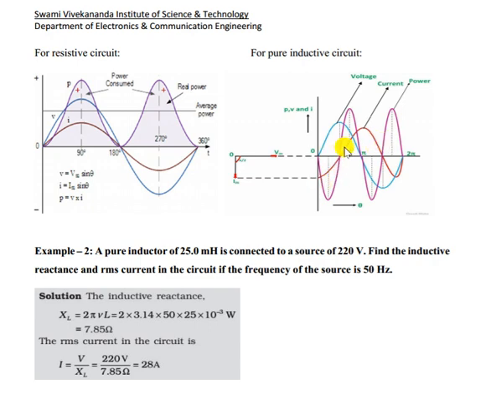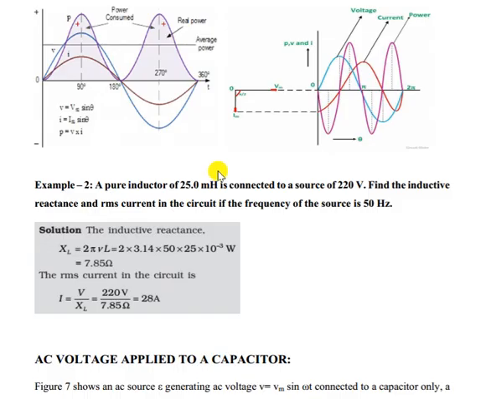Now if we sum up this positive and negative, it will cancel out, so ultimately it will be 0. But in the resistive case, both are positive, so it has consumed power. For a pure inductive circuit, power consumed is 0.